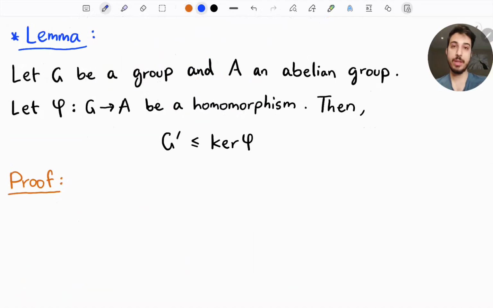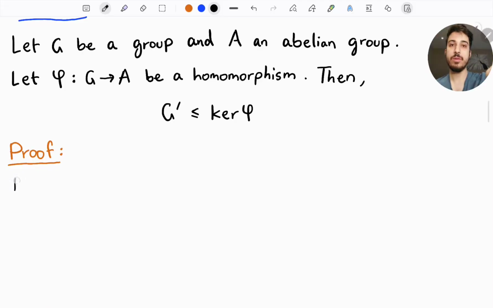Let us now look into a lemma that will be very useful for us throughout this lesson. Let G be a group and A be an abelian group. Let phi be a homomorphism that takes an element from G and gives you an element in A. Then the result says that the commutator subgroup G prime is a subgroup of the kernel of phi. Okay, let us prove this lemma now.